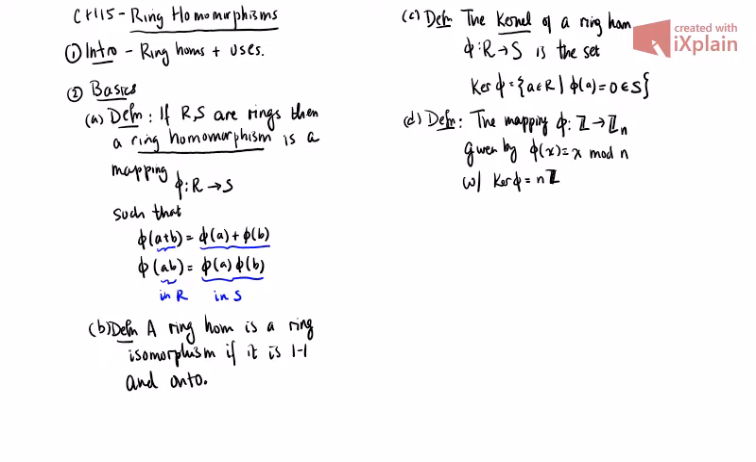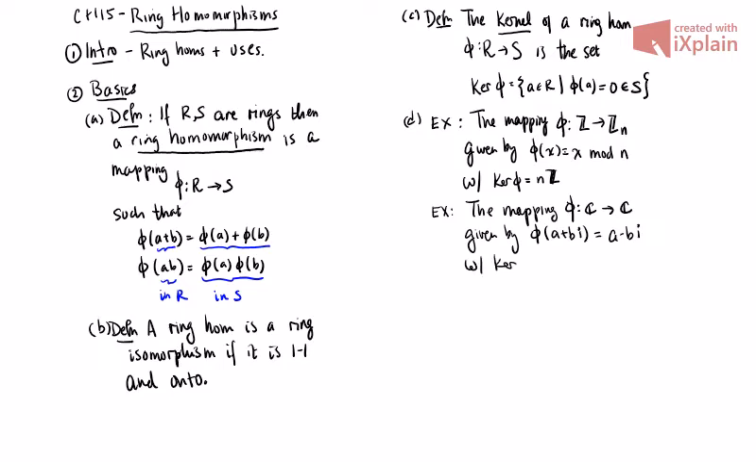Here I wrote definition. Sorry, this is an example. So a second example. The mapping from C to C, complex numbers to themselves, where the mapping is complex conjugation. So a plus bi goes to a minus bi. This has kernel just 0.